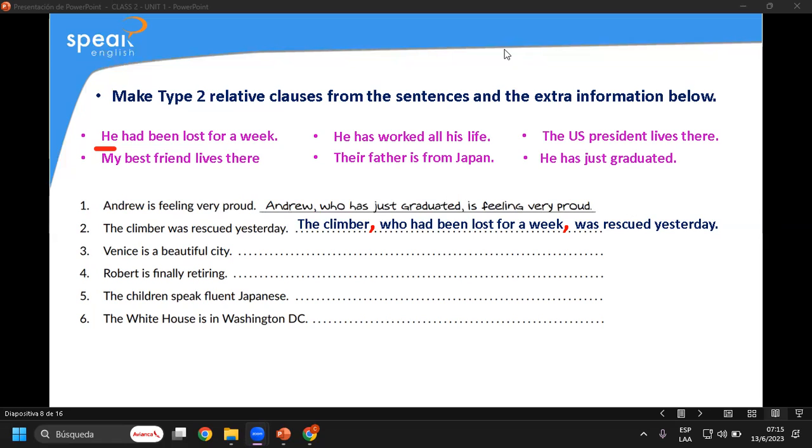Again, if you see, guys, in these sentences, this is only extra information. It's not essential, it's not totally necessary. That's why we put it between commas. Okay? Is it clear so far? Yes. Okay, guys, if you have questions, tell me. Okay, help me with the number 3. What will be the complete sentence with the extra information?